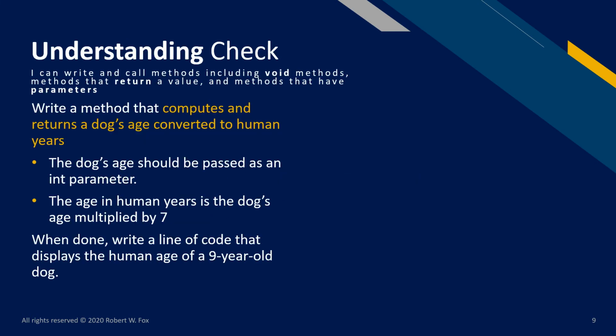Now that we've gone through all the details of how methods are written, I'd like you to try to write one on your own. What I want you to do is write a method that computes a dog's age converted to human years. The way we'll do that is in the method header, we'll have one parameter that represents the dog's age. Maybe your dog is 1, 5, 7. And the method body will take that age and multiply it by 7 to get the number of human years. So for example, a dog who is 5 years old would be 5 times 7, 35 in human years.